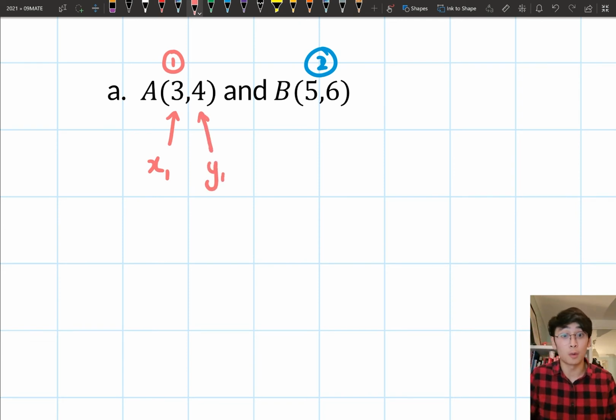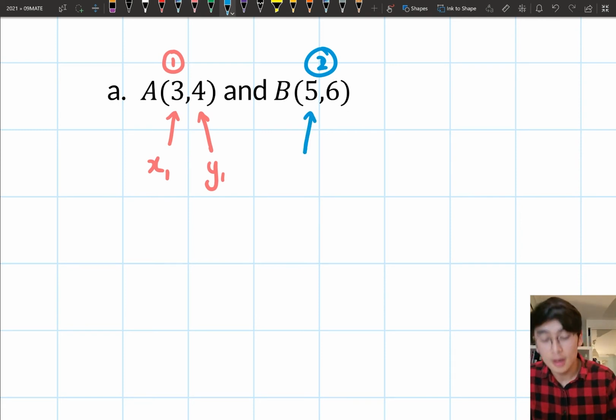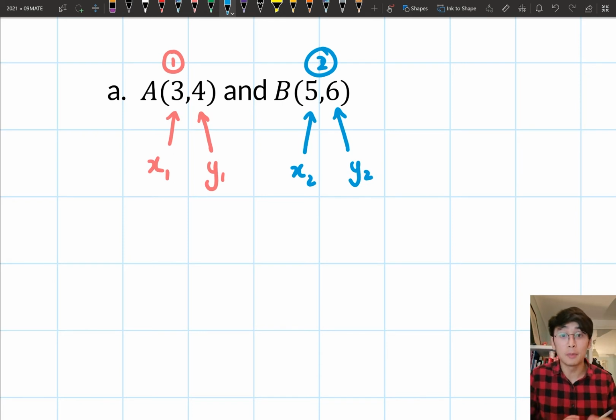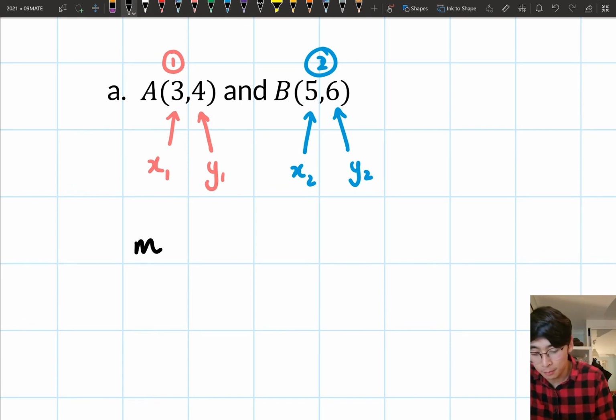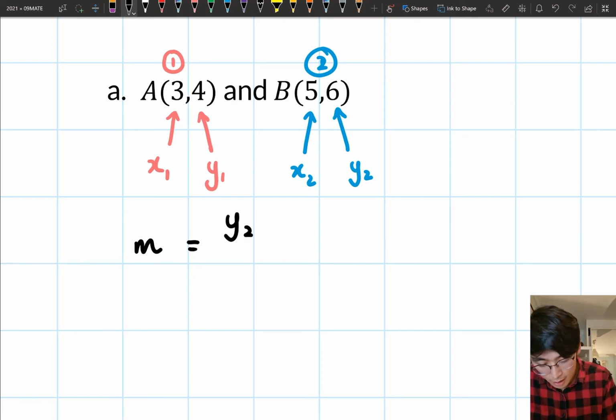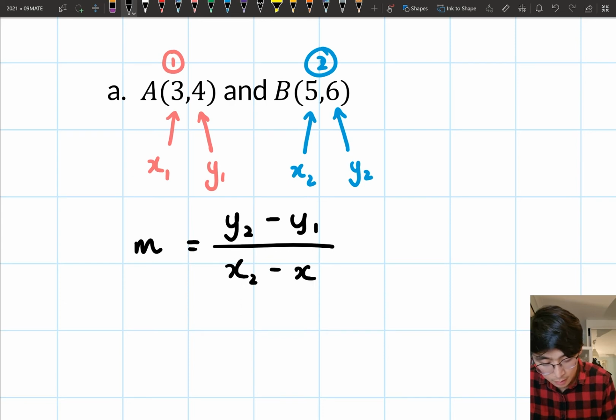Okay, so that's very straightforward. We're just labeling. Once we've done that, we're also going to do the same thing for my second one. So here, 5 is going to be x2 and 6 is going to be y2. So I've labeled all of the coordinates in my 2 points. Once I've done that, I'm just going to write out my formula. The gradient is equal to rise over run, but in this case, we're going to use that algebraic version that we developed at the beginning of this lesson. So here the formula is y2 minus y1 over x2 minus x1.